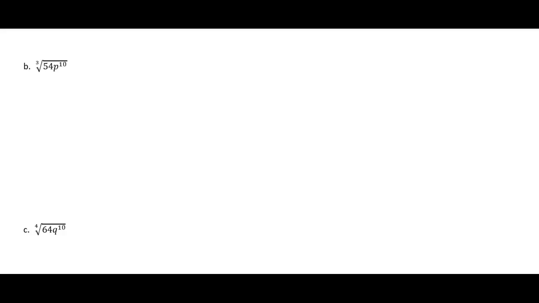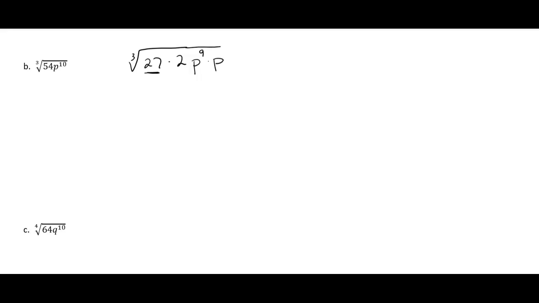We've got 54p to the 10th. It's a cubed root, so you don't have to worry about absolute value. All right, so it makes it a little easier. Cubed root. So you want to think, okay, what's a cubed root that goes into 54? Well, 27 does. 27 times 2 is 54. And then you could think of this as p to the 9th times p, because I'm looking for an exponent that's divisible by 3. Or you don't have to write that out. You could just say, well, 3 goes into 10 3 times, and do it that way.